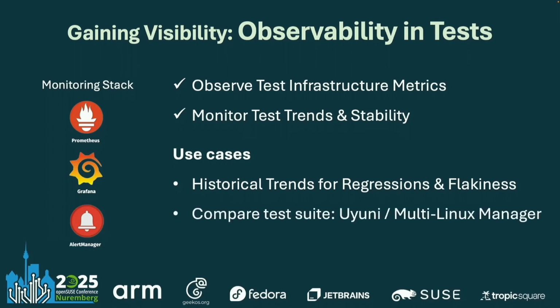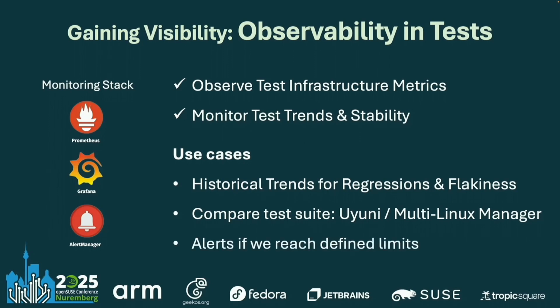Another powerful way we use this is by comparing trends between different products or versions. For example, we can directly compare how well tests perform and how stable they are between our core Uyuni project and its related products like Multi-Linux Manager. This is super helpful for understanding how changes affect things as they move from one version to another, making sure everything stays consistent and helping us catch issues early that might only affect one version or another.